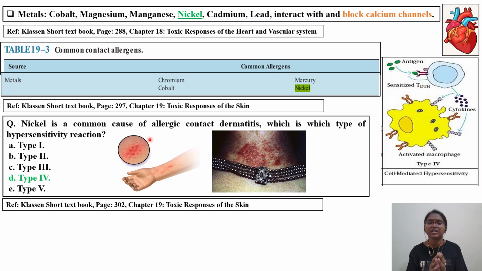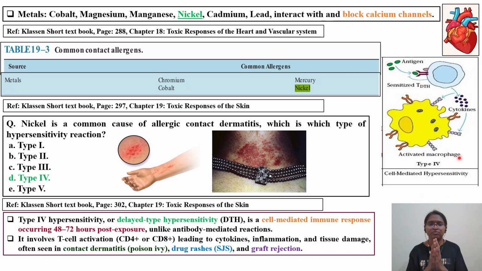By this time you have understood nickel is causing contact dermatitis. So what type of hypersensitivity reaction is it? The right answer is type 4. Very quickly, traditionally we have four types of hypersensitivity reactions. The first three are immediate. The last, type 4, is the delayed type of reaction.